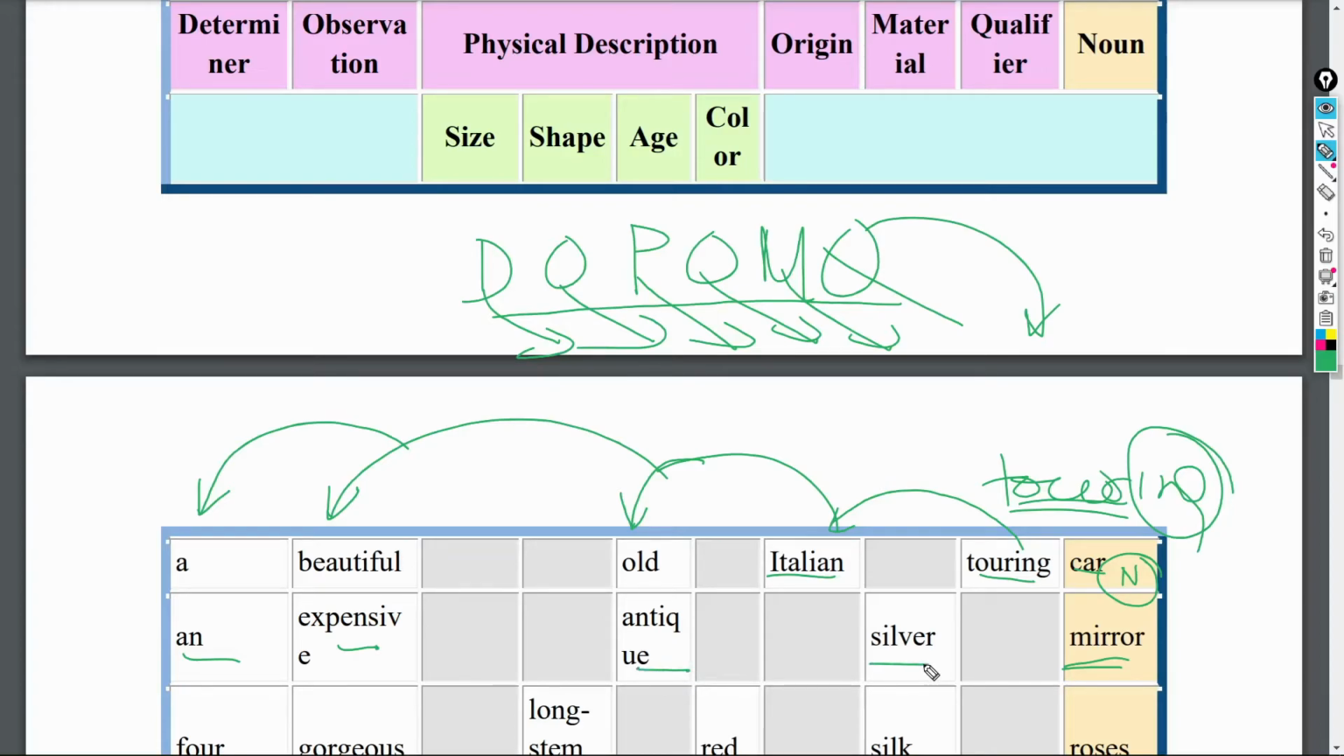देखिए, तो N हो गया determiner. Observation में expensive हुआ. Then age is antique. Antique means old. And then the material that is made of is silver. And then finally the mirror. So before this mirror, in this sequence, the adjective will come. So my dear children, I suppose you understood it.